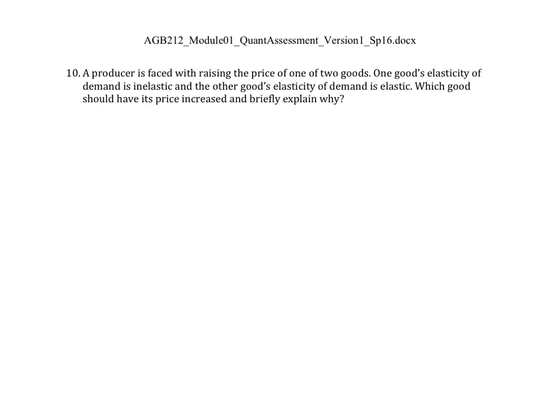Okay, so this is probably the most challenging of the problems. So it says a producer is faced with raising the price of one of two goods. One good's elasticity of demand is inelastic. The other good's elasticity of demand is elastic. So you've got two different goods with two different elasticities or types of elasticities. I'm not giving you any values, and I'm asking you which good should have its price increased and briefly explain why. And there's a typo, there shouldn't be a question mark there.